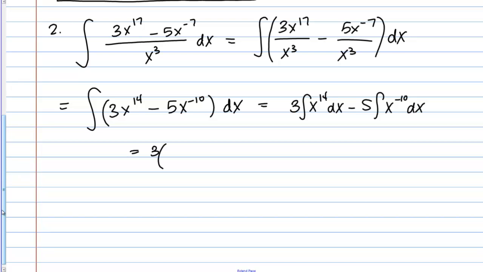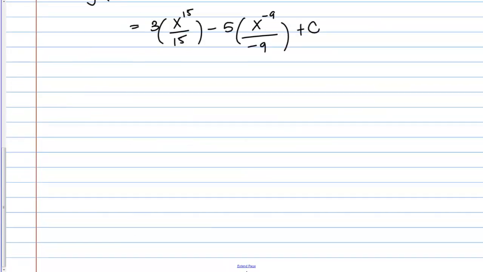So 3 times x to the 15th over 15 minus 5 times x, and I'm adding 1, so that becomes negative 9 over negative 9 plus c. All right, and then let's just clean it up a little bit. So I have 3 over 15, that's 1/5, right? So x to the 15th over 5 minus, so notice here we have minus a negative. So I'm going to change that to plus.